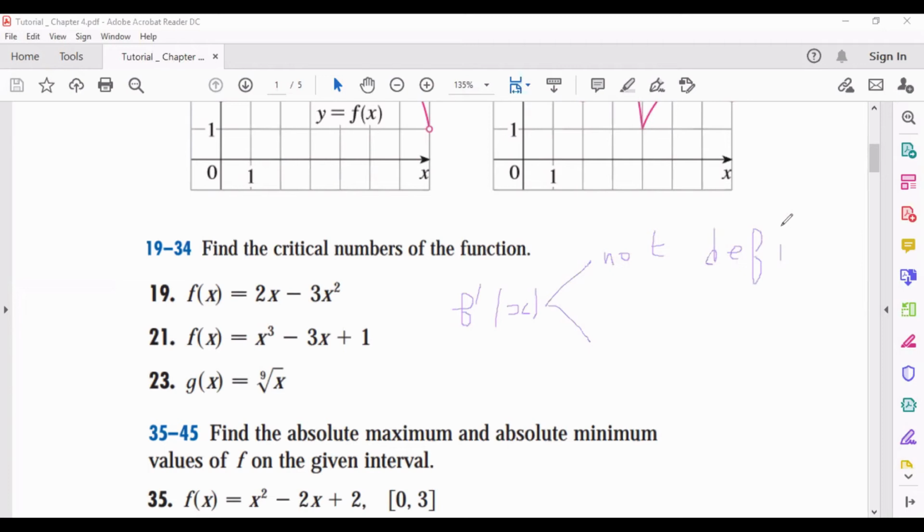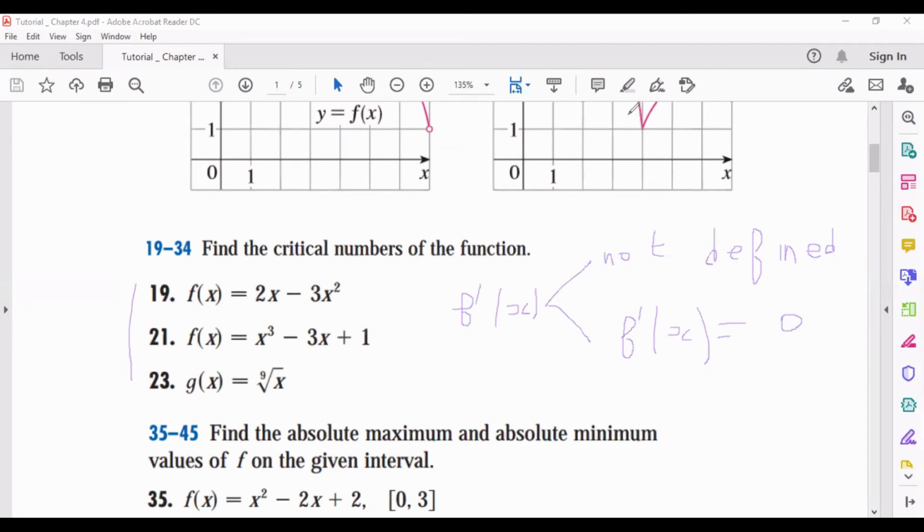Then we have to look at when it's not defined. This is a critical number. And the other thing is when f prime of x equals 0. Is it clear, guys? Any question about this? Then, as an application, let's do an example from 19 to 23.